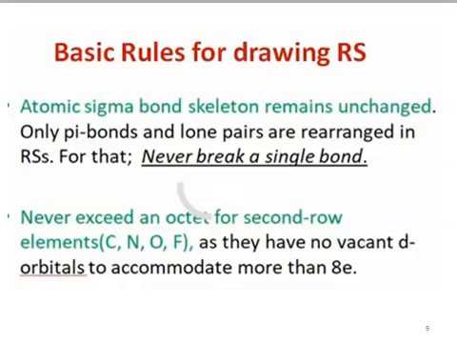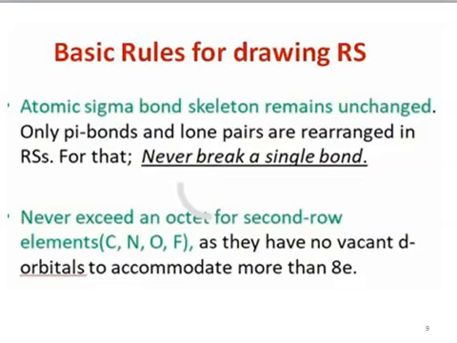rules. Firstly, never break the sigma bond, right? The sigma bond skeleton should remain unchanged in all the canonical forms. So it's only the pi bond or the lone pair that are rearranged, or if you have charges, it's only the charges, the lone pair or the pi bond that are delocalized, right? So never break a single bond. If you break the single bond, you're breaking the basic carbon skeleton, right?